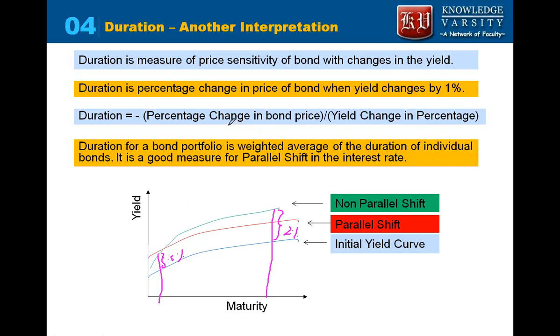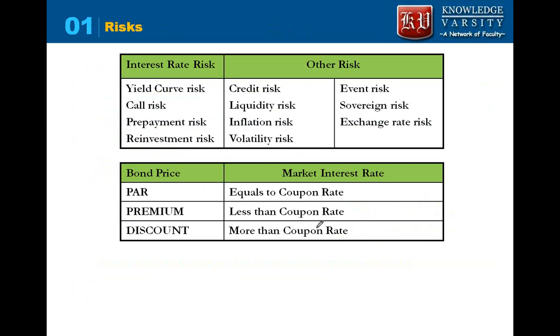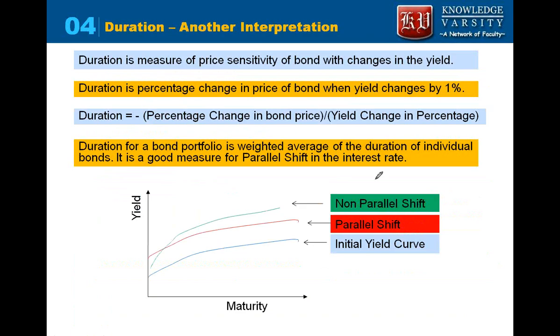Because the percentage change in the bond price, percentage of delta P, can be written as minus duration into del Y. So bonds are exposed to what is called a non-parallel shift in the yield curve, and that is called the yield curve risk. So we spoke about yield curve risk. That is, a non-parallel shift in the yield curve is known as the yield curve risk.